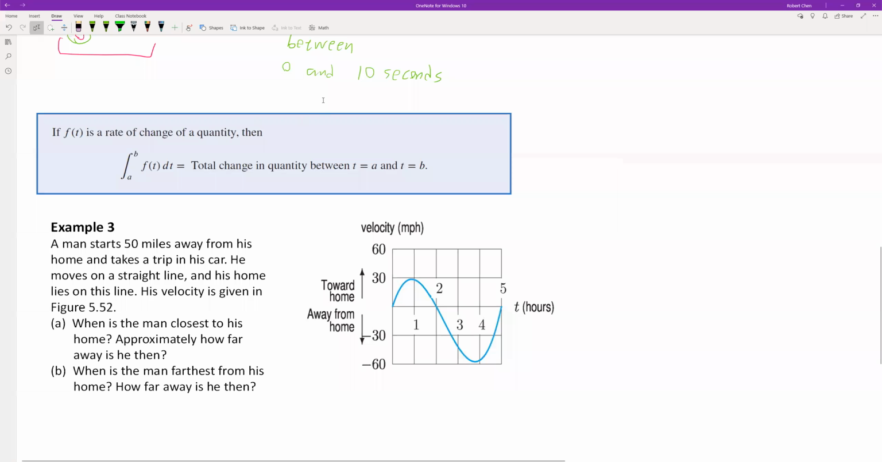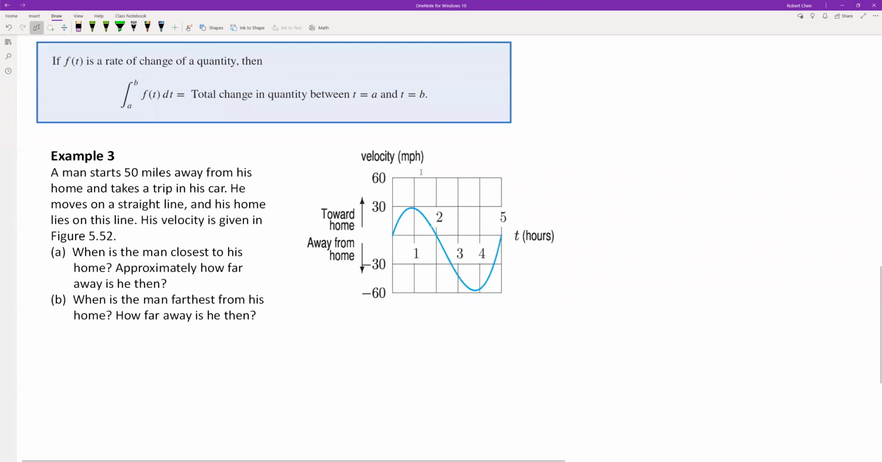Here is another way to look at the integral. If f of t is a rate of change of a quantity like speed or growth rate or decay rate, then the integral from a to b of f of t dt is the total change in quantity between the lower bound and upper bound, between time equal to a and b. All right, so here let's look at example 3 together.